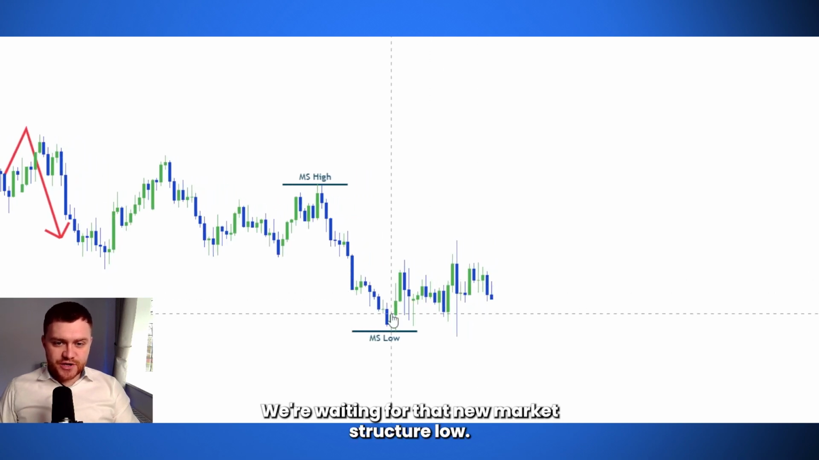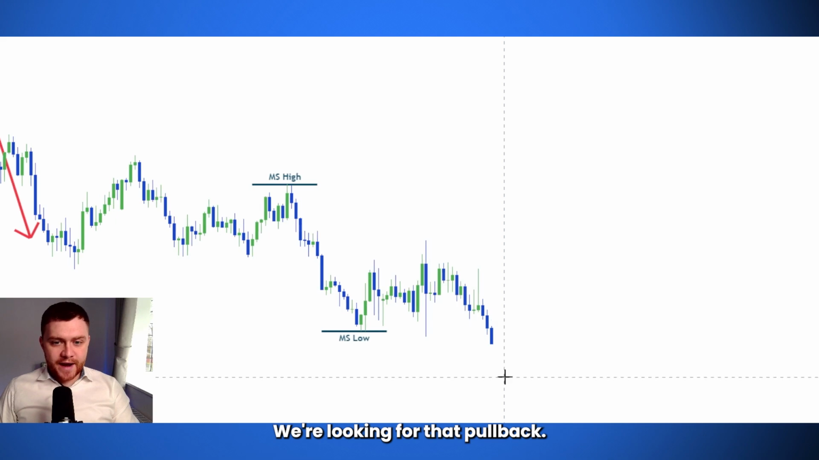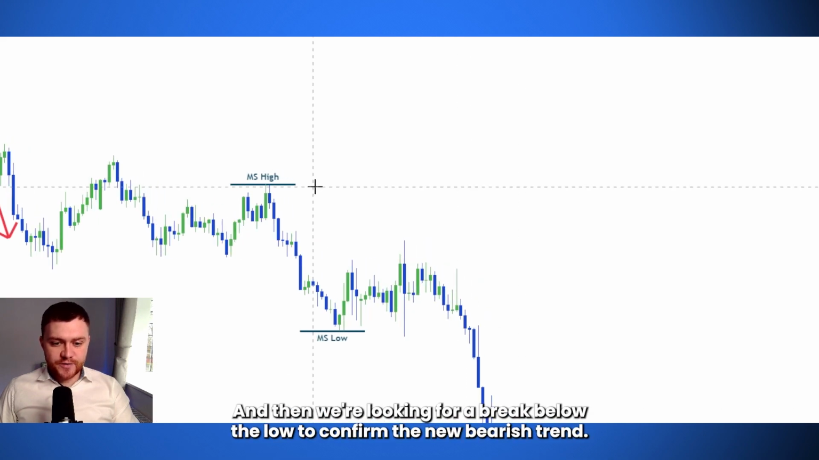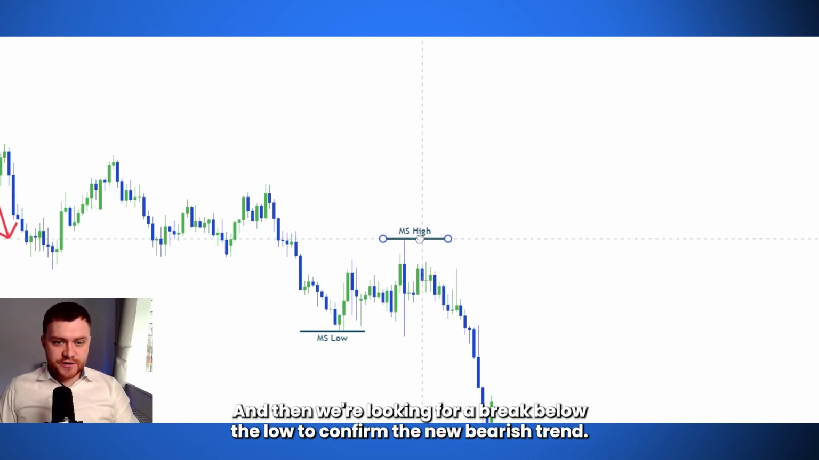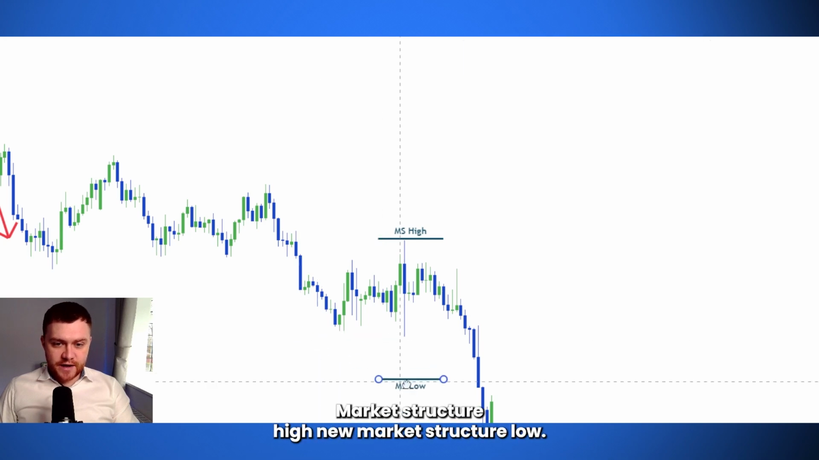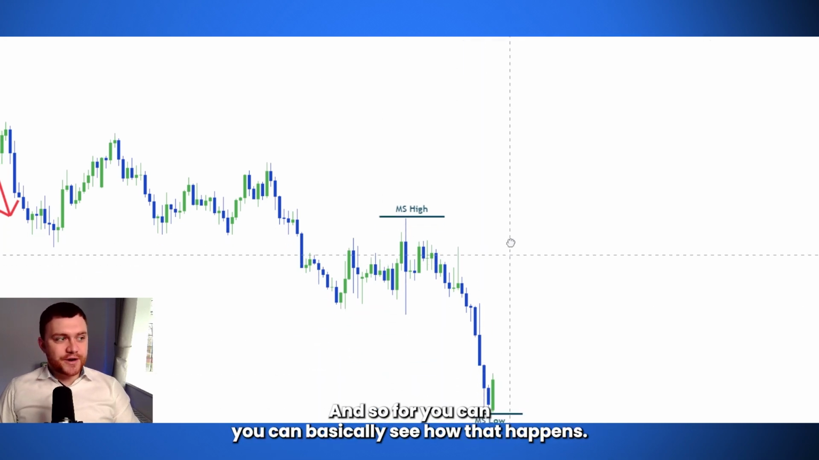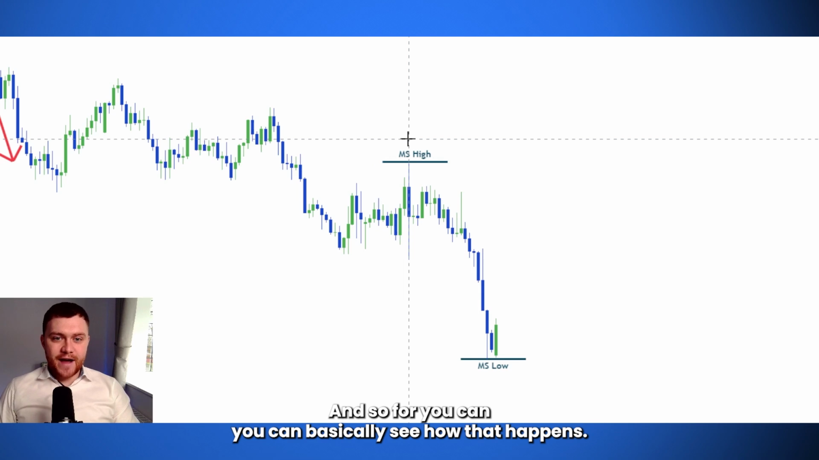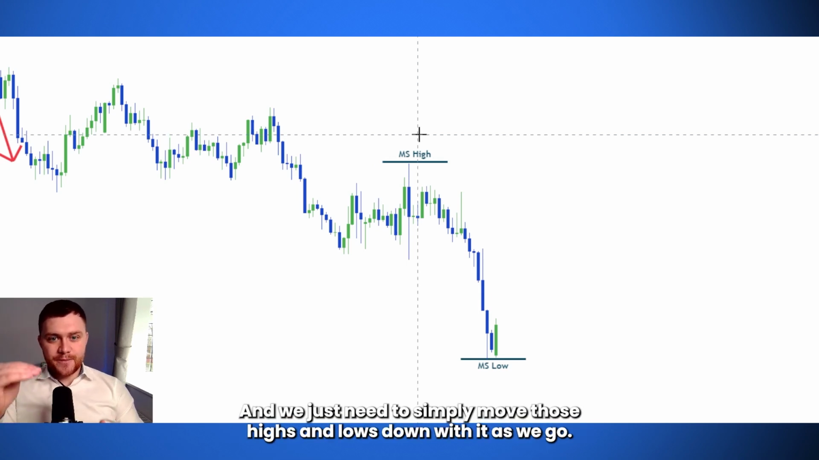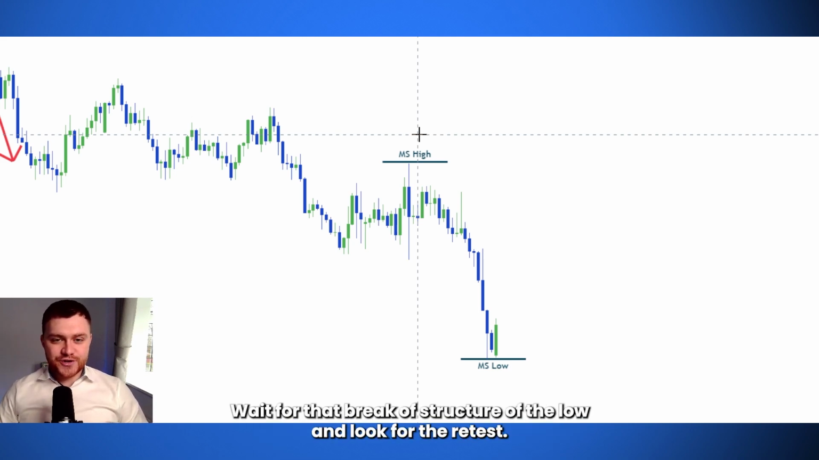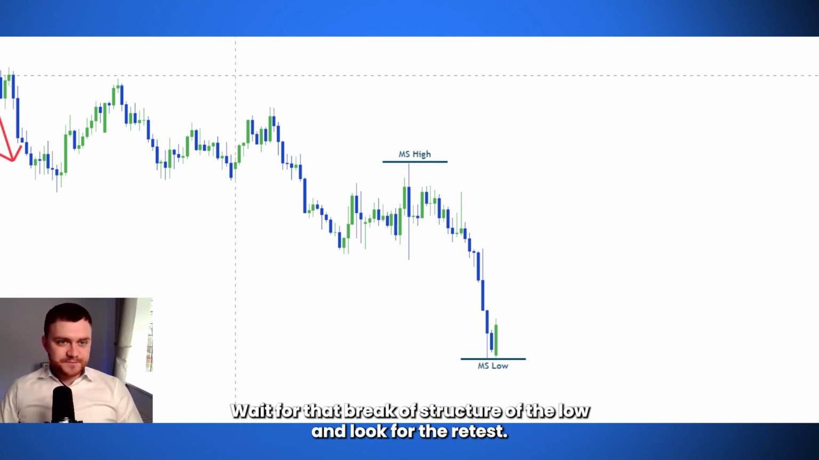We're waiting for that new market structure low. We're looking for that pullback, and then we're looking for a break below the low to confirm the new bearish trend. Market structure high, new market structure low, and so forth. You can basically see how that happens, and we just need to simply move those highs and lows down with it as we go. Wait for that break of structure of the low, then look for the retests.